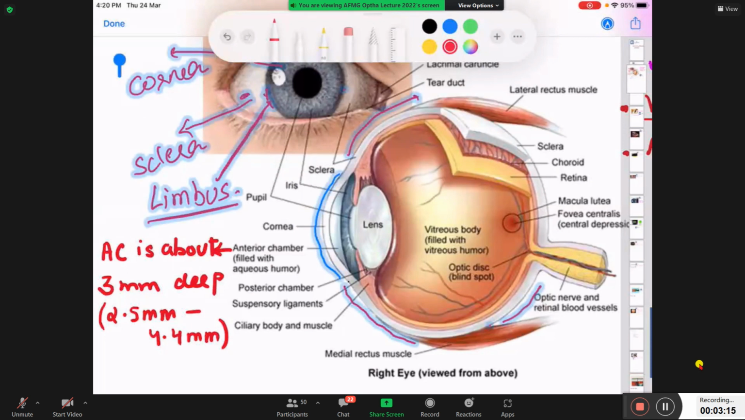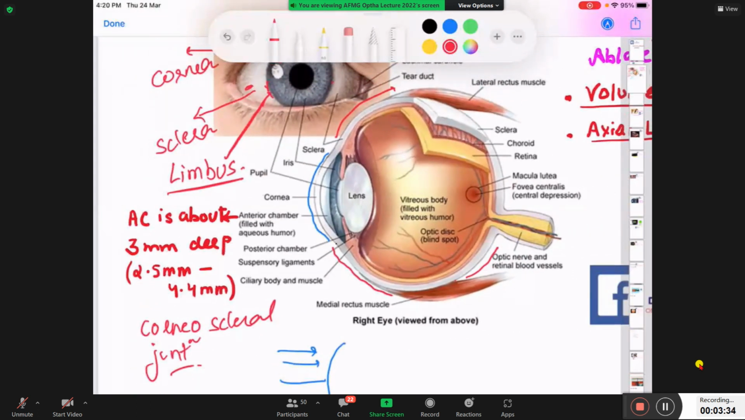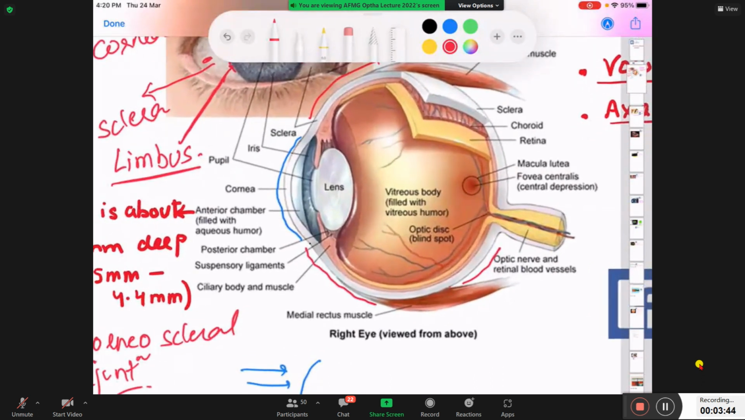Another name of this limbus is corneoscleral junction. This limbus is also called corneoscleral junction. Understood? Yes or no? Limbus is clear. What is the location of limbus? It is the junction of your cornea and your sclera. Understood? Right. Now coming back to the diagram again.